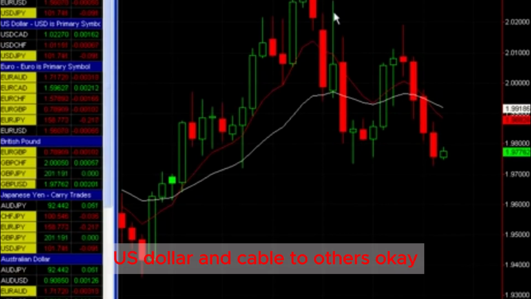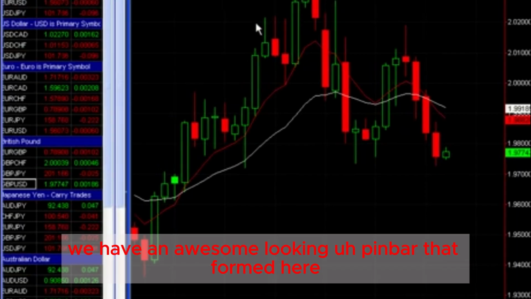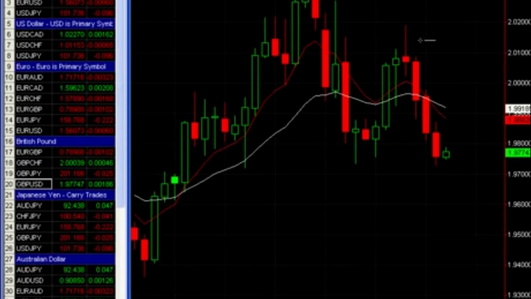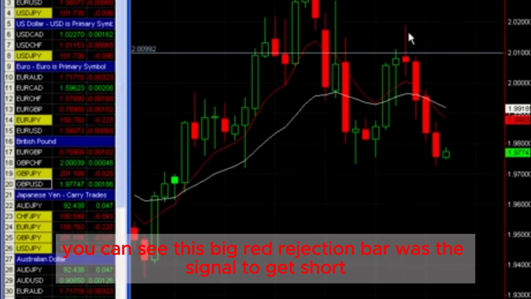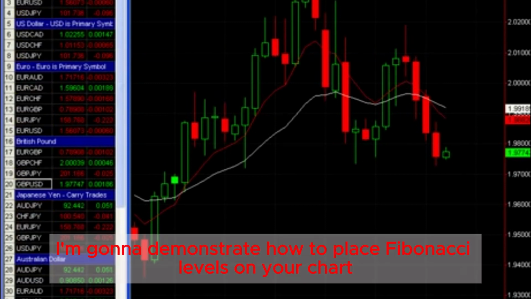British pound, US dollar, and cable to others. Okay, we have an awesome looking pin bar that formed here. You can see this big red rejection bar was a signal to get short. And again, I'm going to demonstrate how to place Fibonacci levels on your chart.